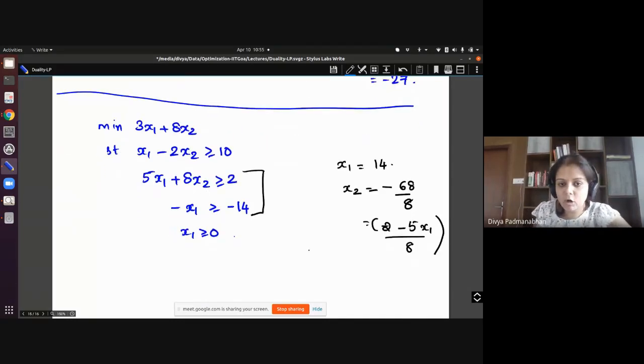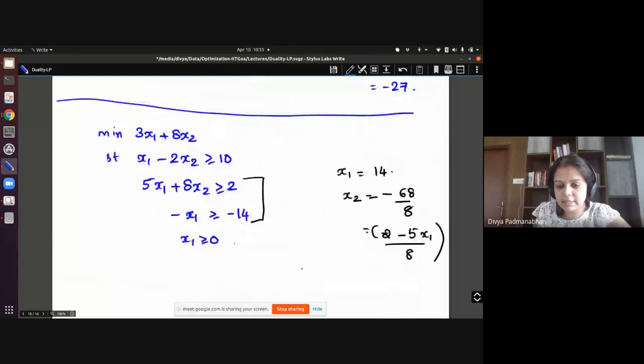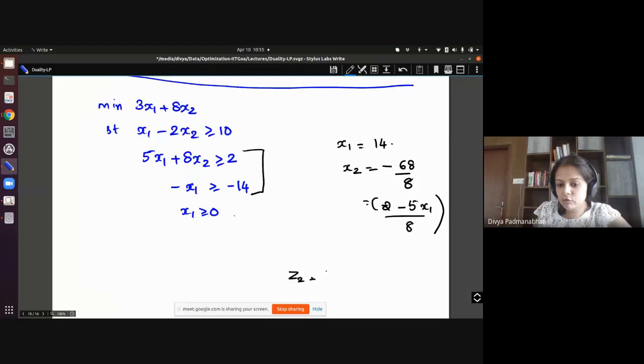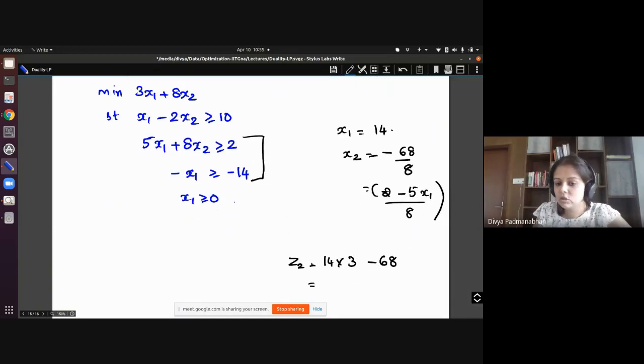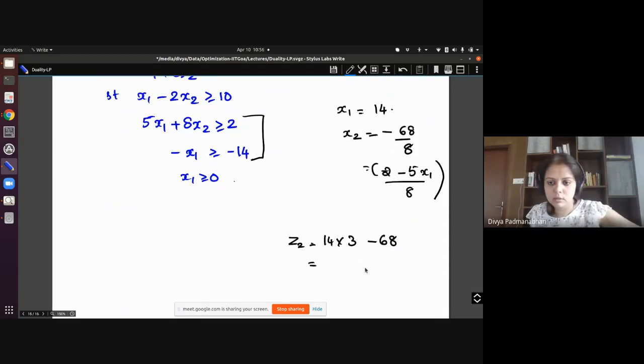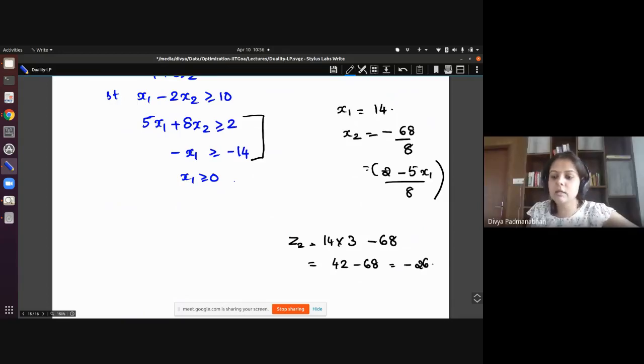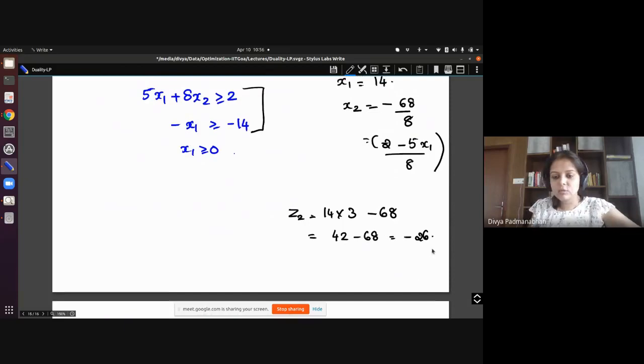And here, if you look at the objective, let me call this now Z2. Z2 is going to be 3 times 14, 14 into 3, minus 68, right? Plus 8 times this. What's the value you get? 42 minus 16, so minus 26. Okay, so that's the value you get here.